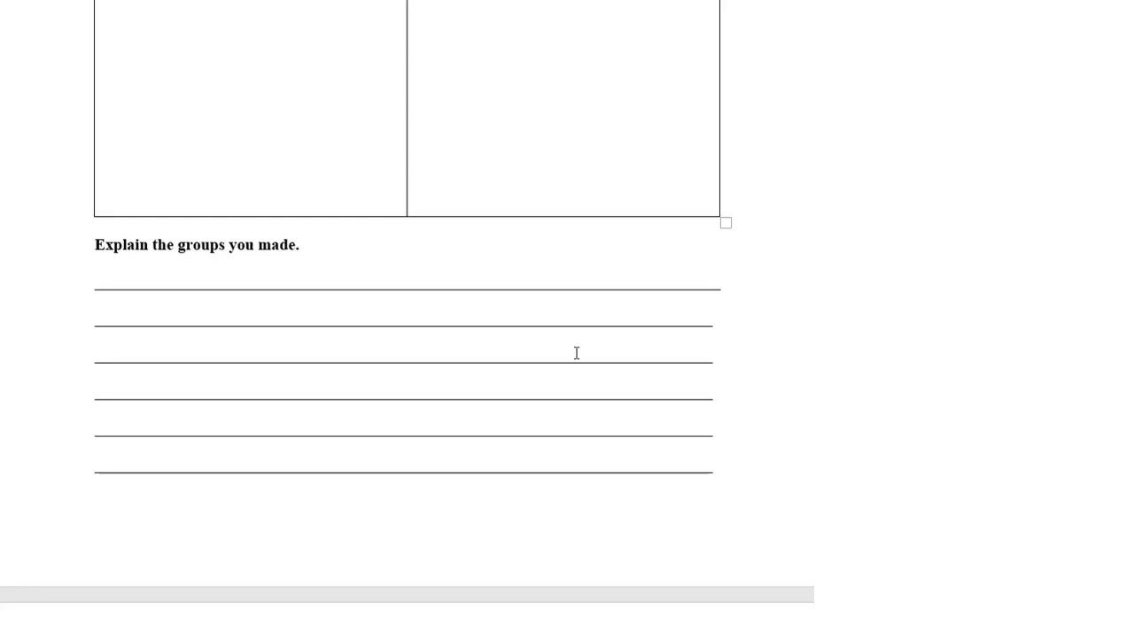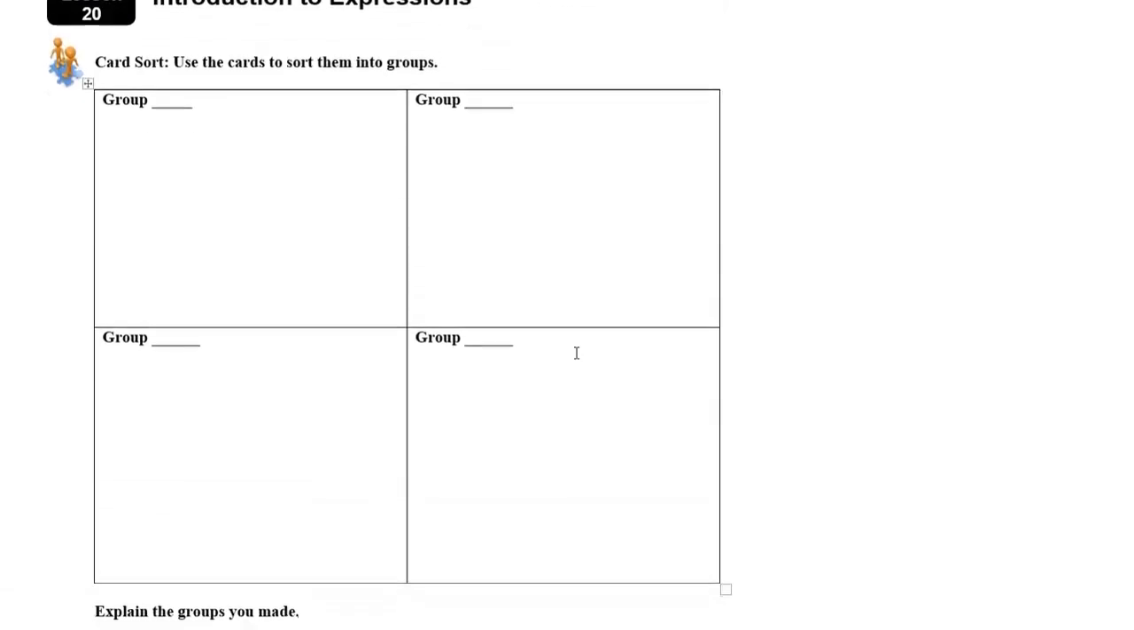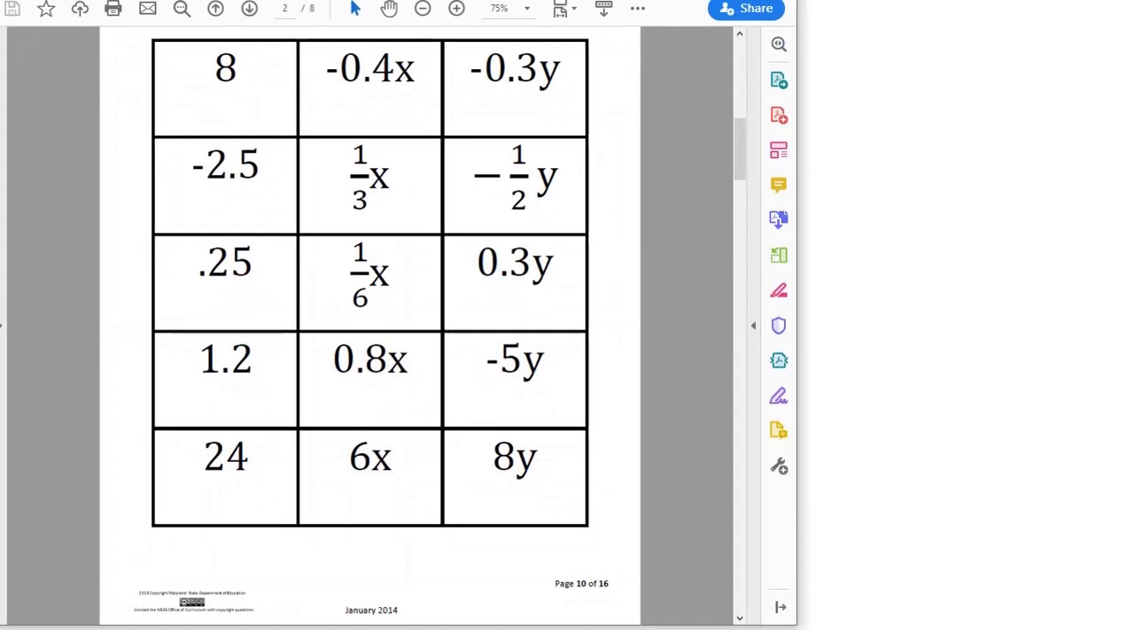For example, one of the sentence starters says, all of the cards in group 1 have blank, or group 2 is different because blank. Feel free to use that as I circulate the room to talk to you about how you're doing. Okay, some conversations maybe. I'm walking around the room. Oh, I noticed that you put this 0.8x with this negative 0.4x. But you moved in a different group. You put 1/3 x in a different group. Why did you decide to put these into separate groups?